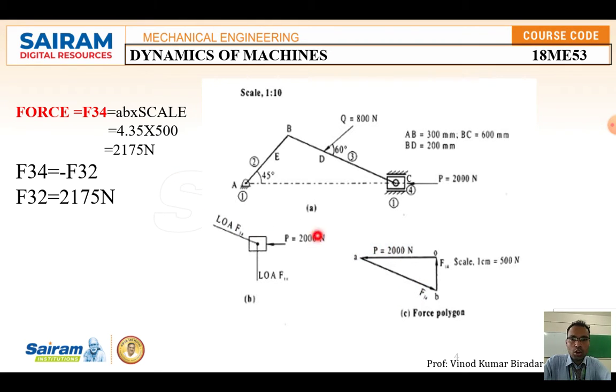Now from this we need to calculate what? The F34. How much force is acting on this element? So measure AB. If you measure AB, you are going to get 4.35, into scale. What scale do I assume here? 500, just to transfer here, that is what? You have to do the multiplication. 4.35 into 500, 2175 Newton. So this much force is acting on this piston. This connecting rod is applying a force of 2175 Newton on this element.